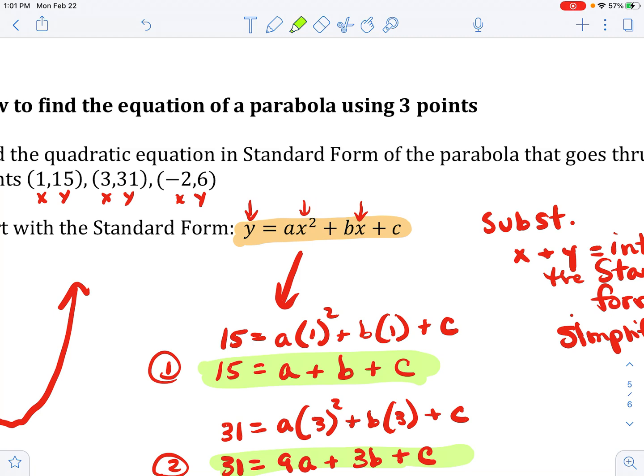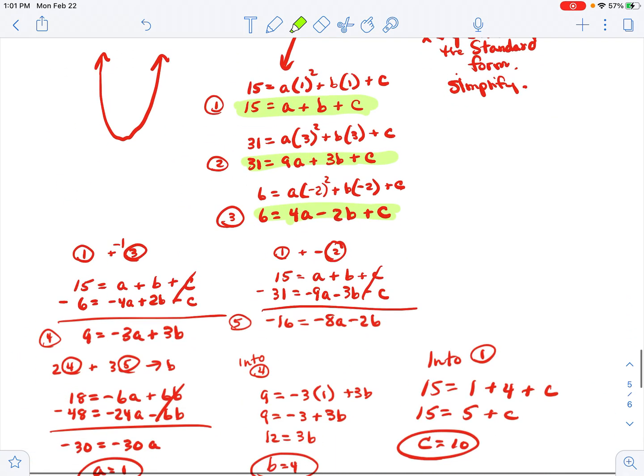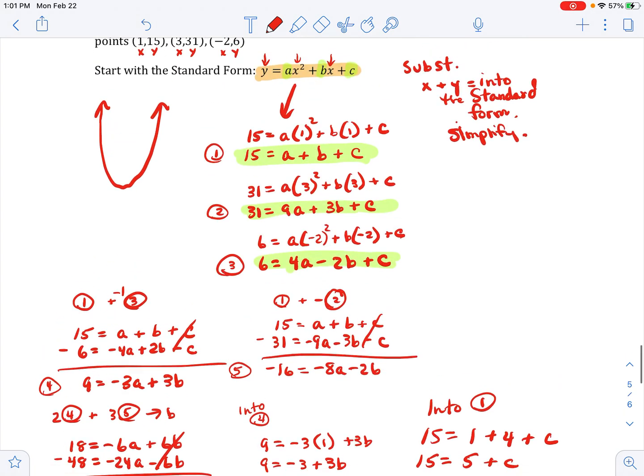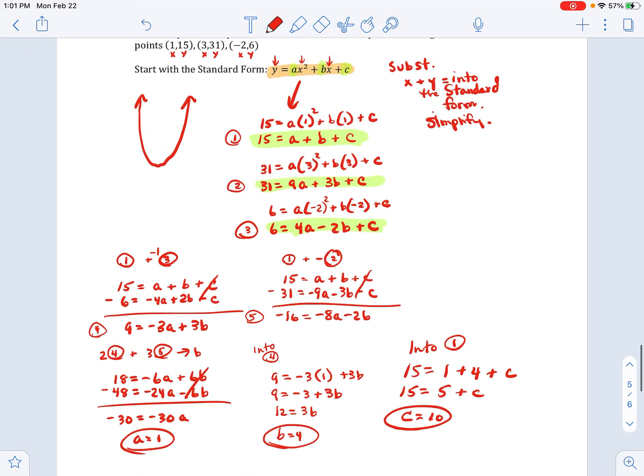So my equation then becomes y equals 1x squared, which is just x squared, plus 4x plus 10. That, my friends, is the equation of the parabola that contains those 3 points.